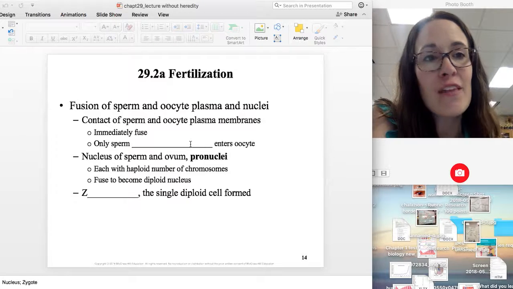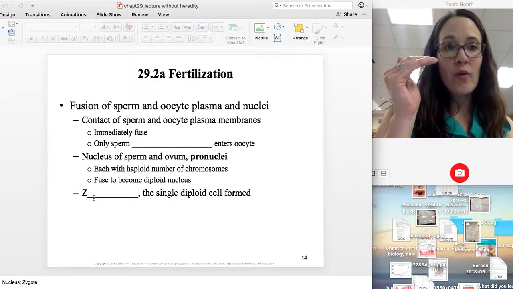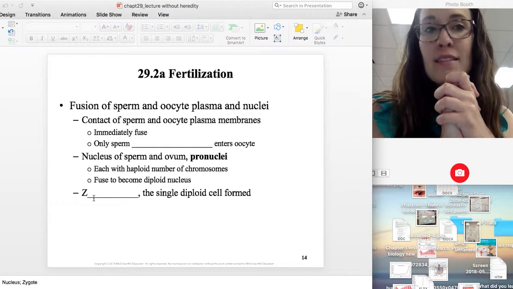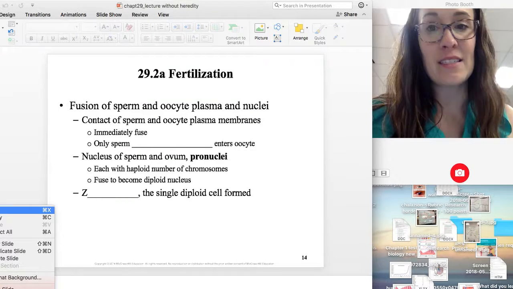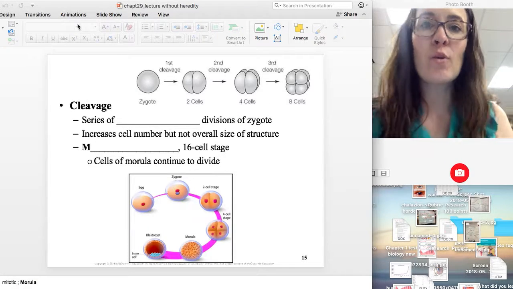And together, that first cell is called a zygote. The egg has 23 chromosomes. The sperm has 23 chromosomes. You put them together, that forms 46 chromosomes in the zygote, a diploid cell. Okay, so here's the zygote.